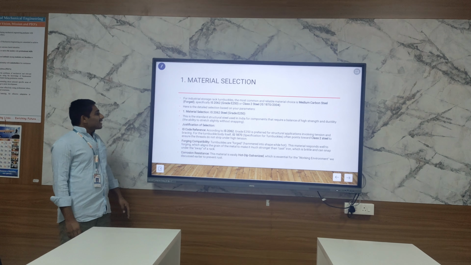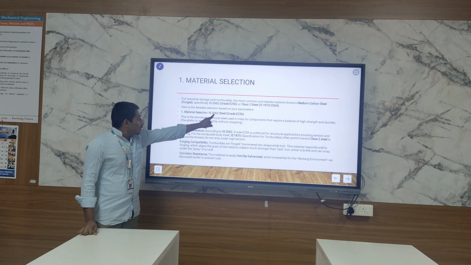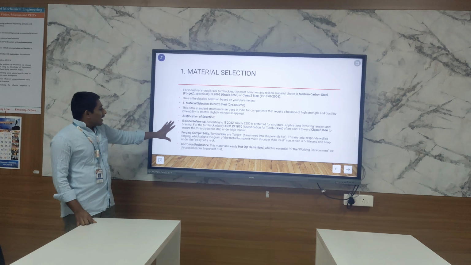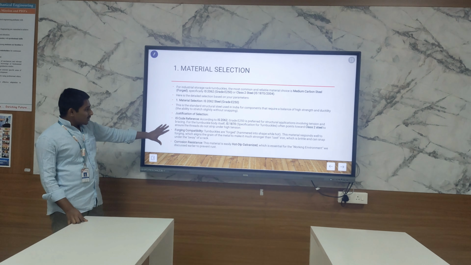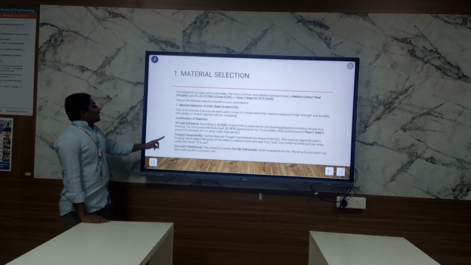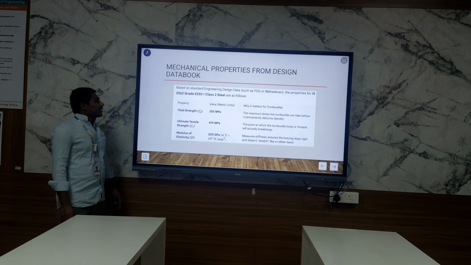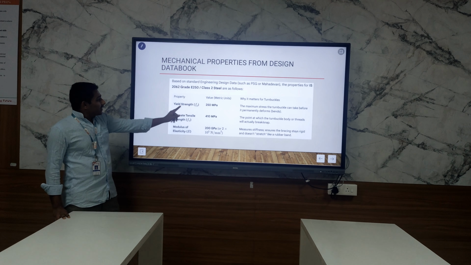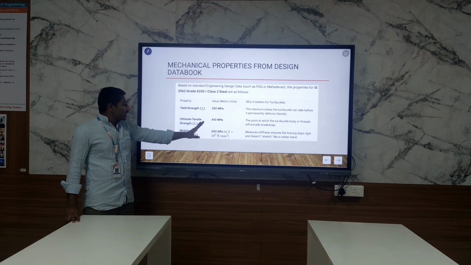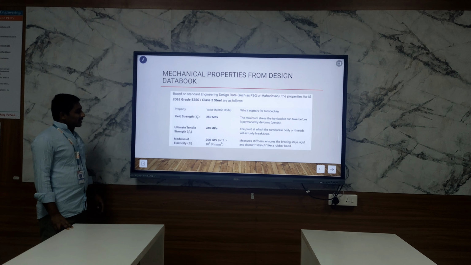And material selection. From the design data book, we have chosen the IS 2062 steel. This is corrosion resistant and forging. This is the medium carbon steel component we have chosen. These are the mechanical properties of the material. Yield strength is 250 MPa and ultimate tensile strength is 410 MPa. And modulus of elasticity is 200 GPa.